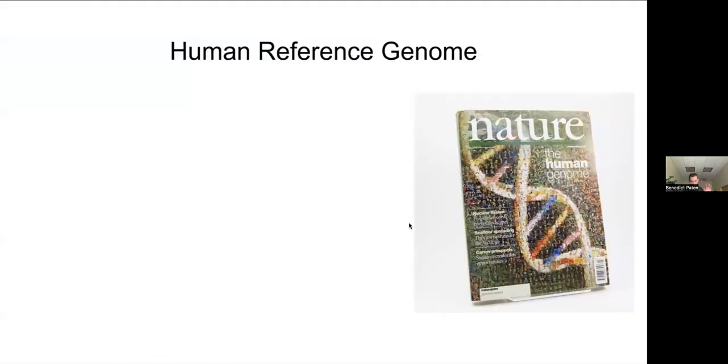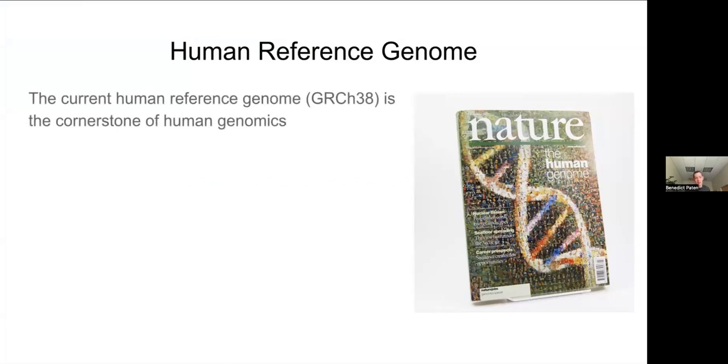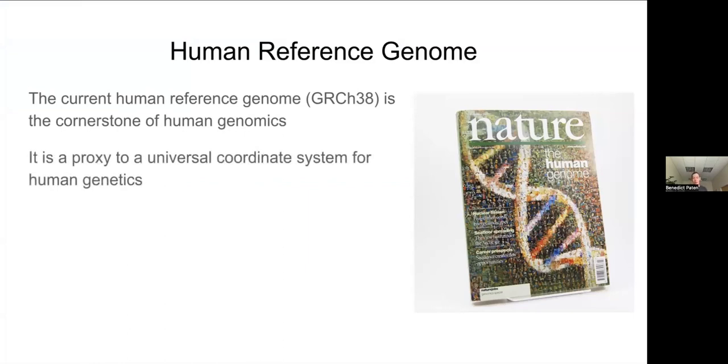So for people who haven't been paying attention, GRCh38 is the current cornerstone, if you will, of human genomics, right? We use it like a proxy to a universal coordinate system. It's this singular genome assembly that we use in the human space and that we refer to everything with respect to, right? So think gene annotations, think of all the functional data that we have, think of all the variants that we have.